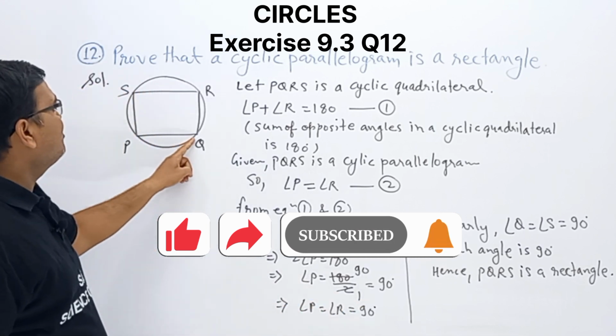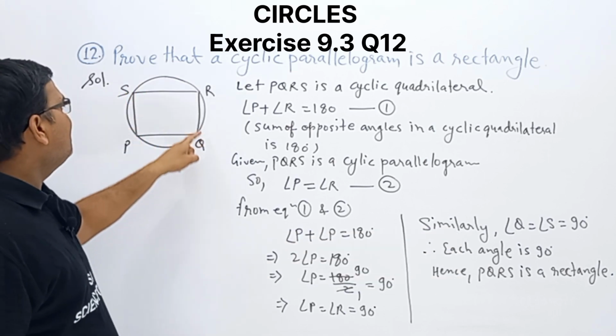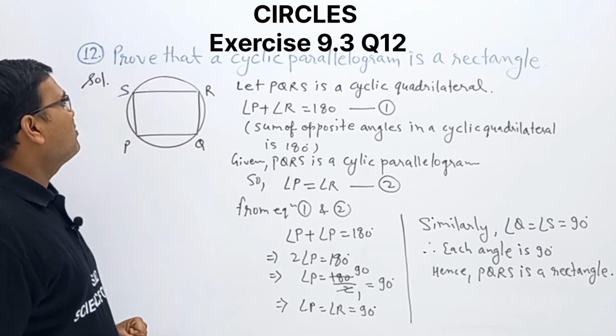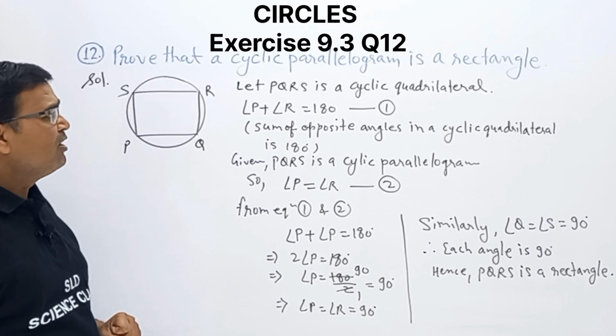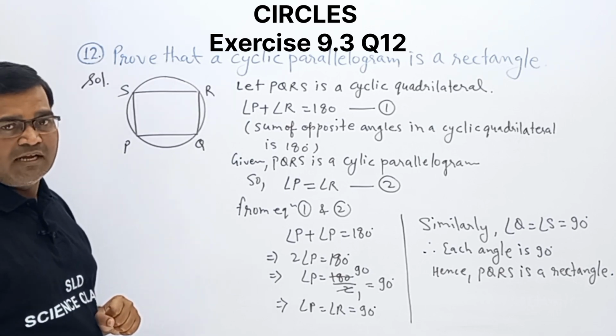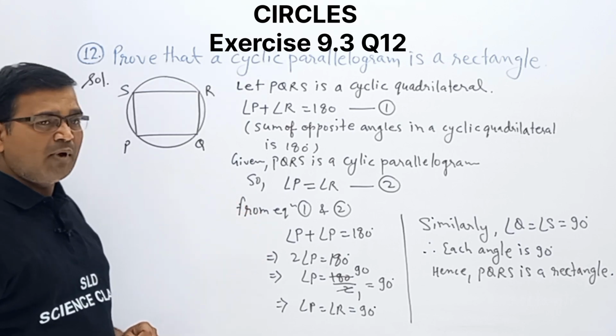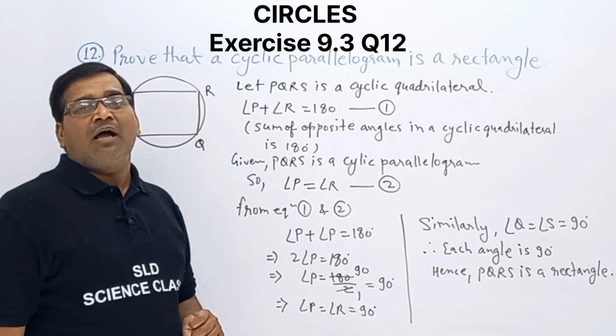Similarly, angle Q equals angle S equals 90 degrees. Each angle of this cyclic parallelogram is 90 degrees. So finally we can say this parallelogram is a rectangle, and what we wanted to prove, we have proved. This is the required solution.